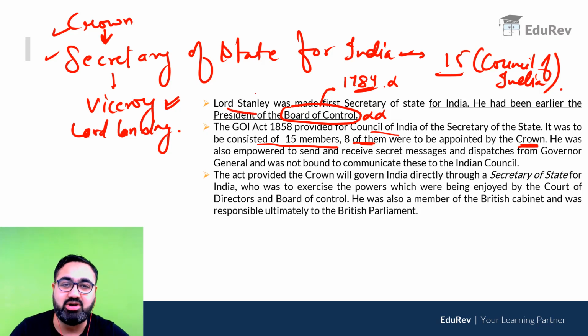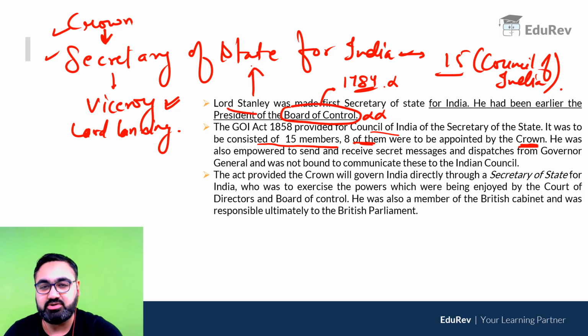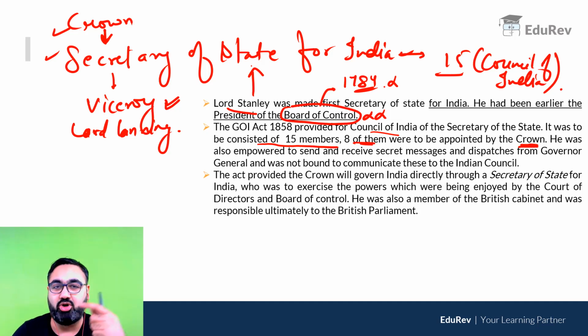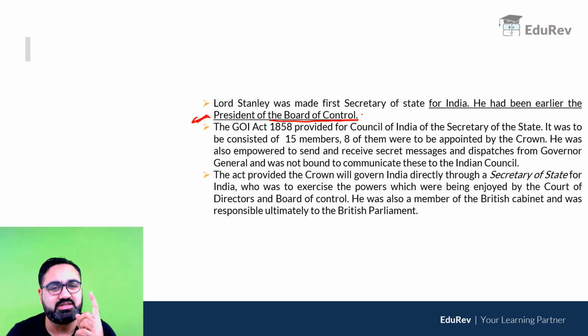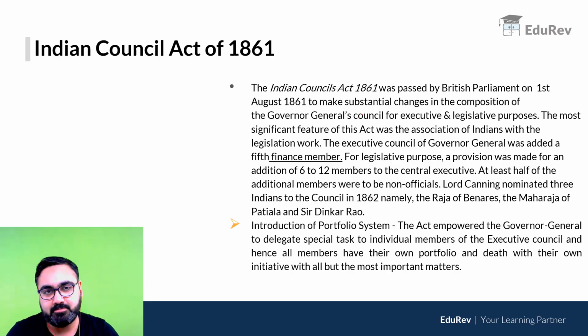Lord Stanley was the first Secretary of State for India. So the first Secretary of State for India was Lord Stanley. Who was Lord Stanley? Stanley was earlier the president of the Board of Control. So he was the president of the Board of Control, and when the Board of Control was abolished, he was given the new position. He was made the first Secretary of State for India.